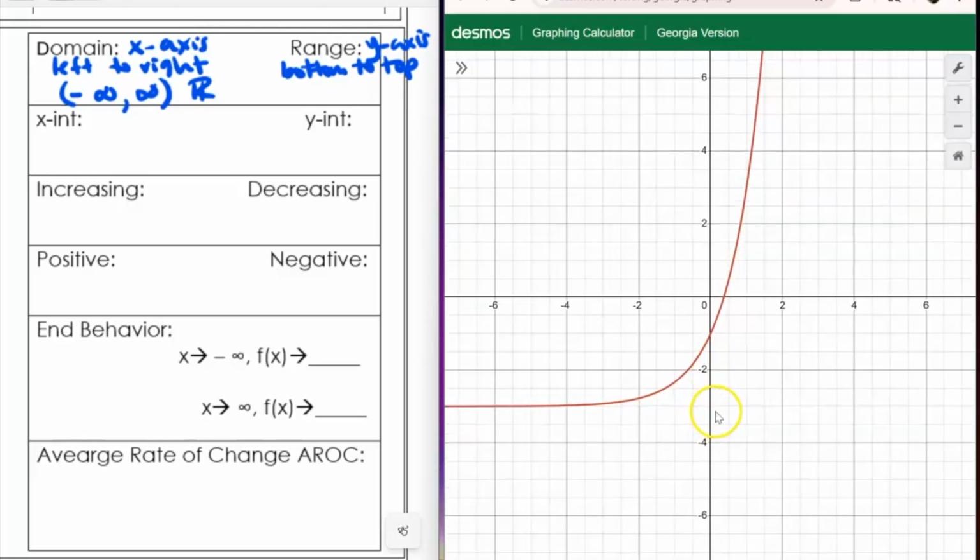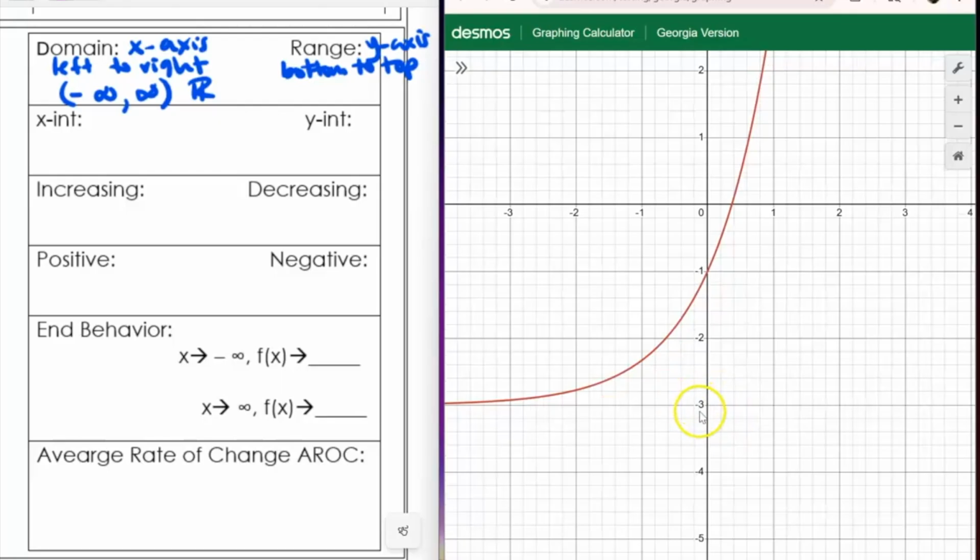So my asymptote in this case is going to be negative 3. So the bottom is going to be from my asymptote to infinity. The bottom is going to be negative 3 to infinity.